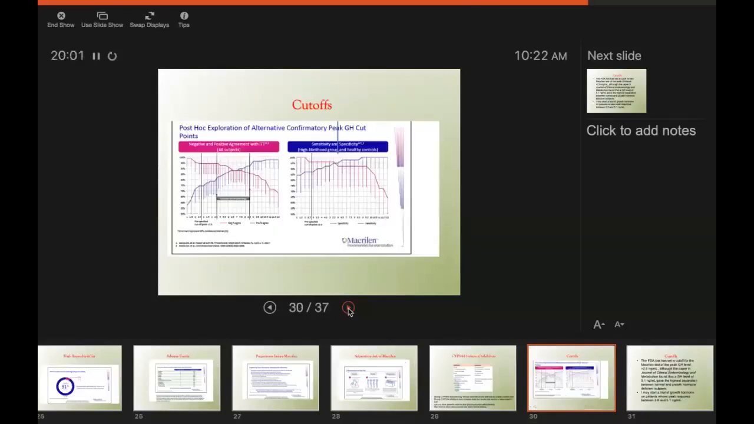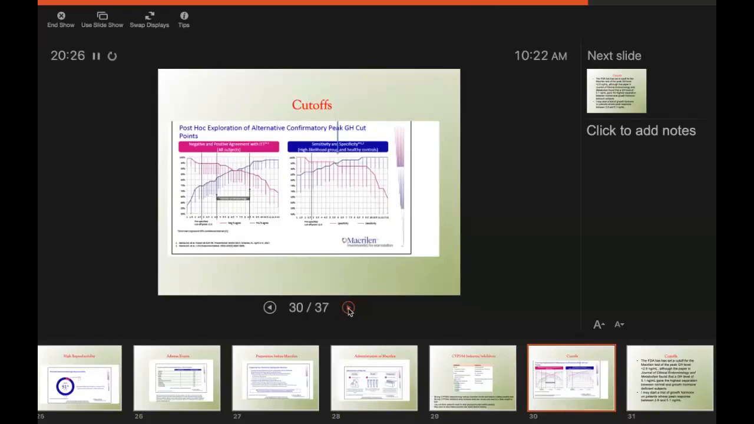So the cutoff is interesting here. In the paper, they had a cutoff of 5.4. This was the value right over here that gave the best sensitivity and specificity of the Macrilen, identifying patients who didn't have the deficiency, who weren't supposed to have it, and people who had it, who were supposed to have it. So 5.4 was the cutoff.